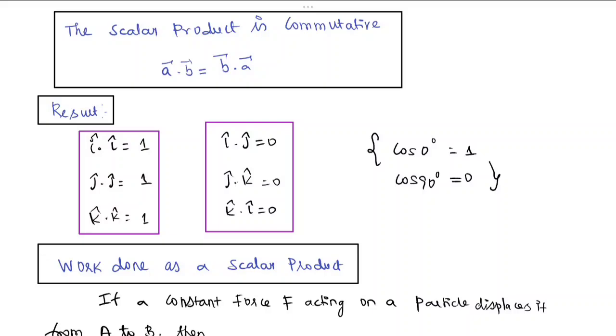So these are all the important results from the scalar or dot product. In the scalar or dot product, i cap dot i cap is equal to 1. Similarly j dot j and k dot k are equal to 1. If it changes, then i dot j is equal to 0, j dot k is equal to 0, and k cap dot i cap is equal to 0.